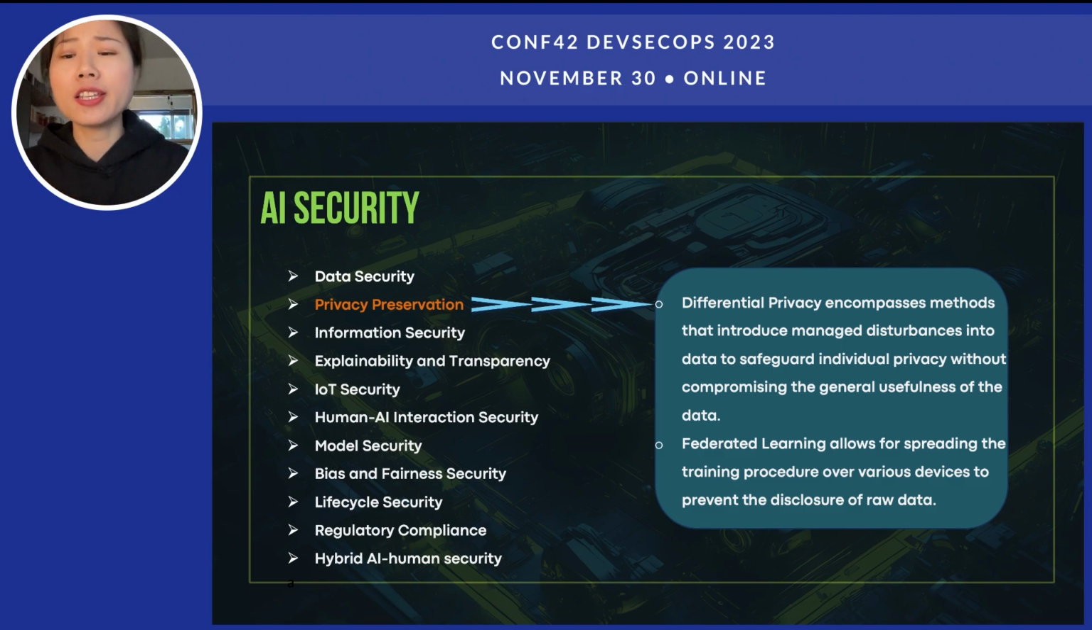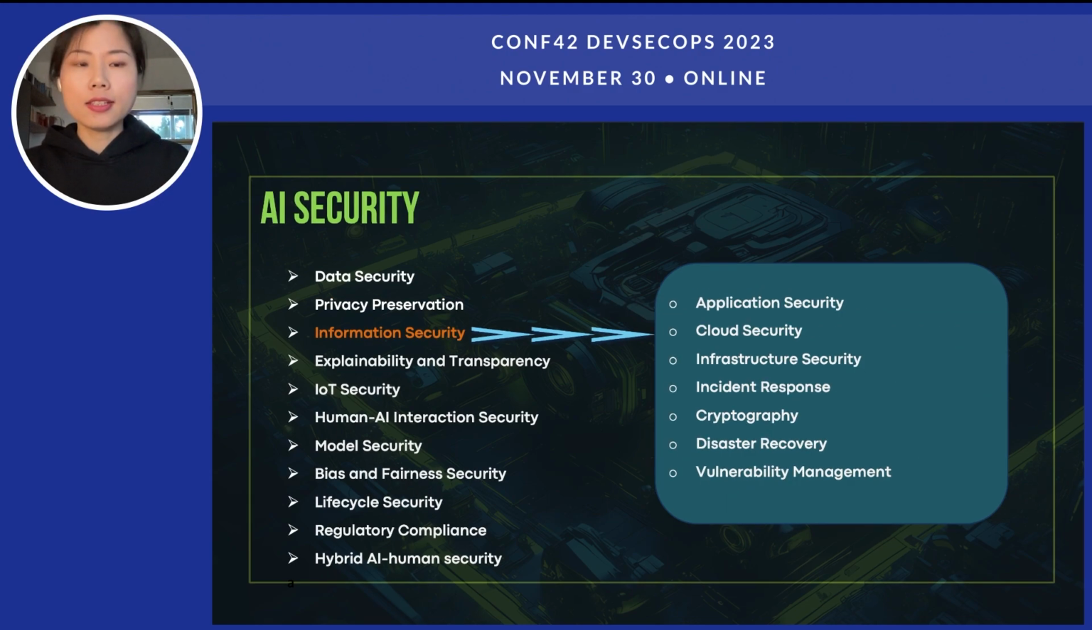And thirdly, federated learning allows spreading the training procedure over various devices to prevent the disclosure of raw data, right? And the third one is the traditional one, information security, like application, cloud, infrastructure, incident response, cryptography, disaster recovery, and vulnerability management. All types of information security we need to focus on in AI, right?